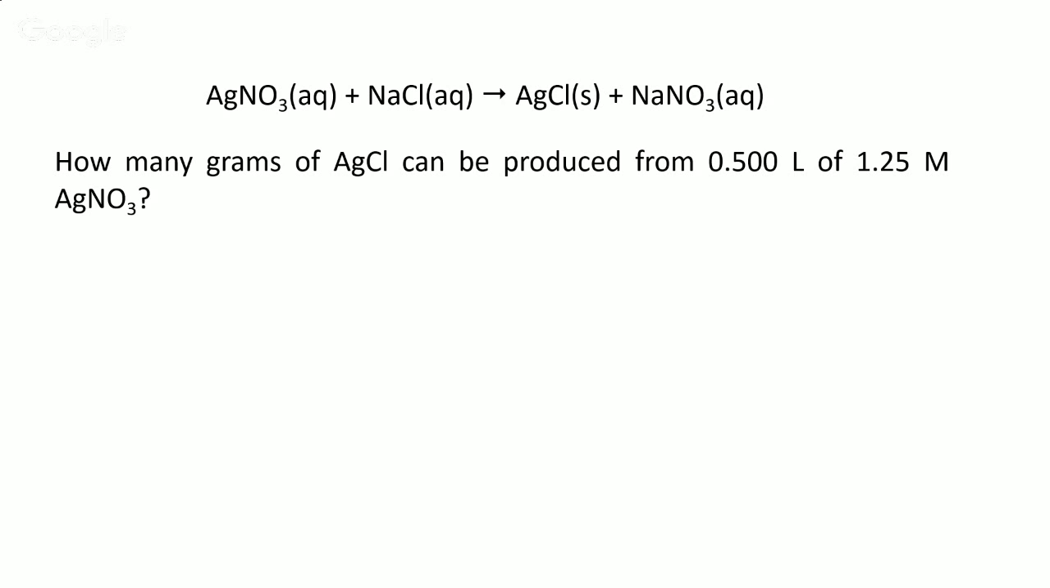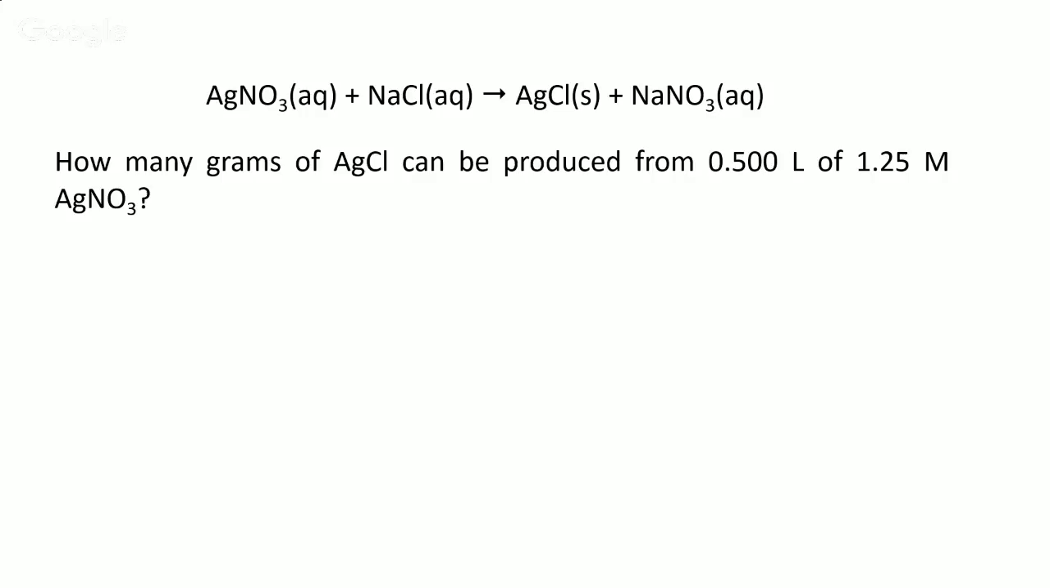So take this reaction between silver nitrate and sodium chloride. Let's see how many grams of silver chloride we can make, starting with a half liter of 1.25 molar silver nitrate. So it's the same setup as any stoichiometry problem: convert this much of this chemical to this much of this other chemical based on this given chemical reaction. And remember, the first step for any stoichiometry problem is to take what's given and convert it to moles.